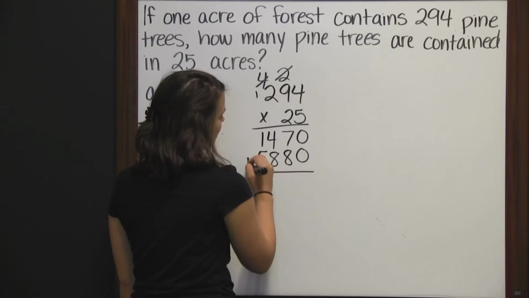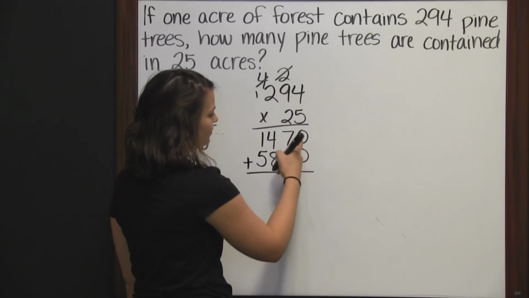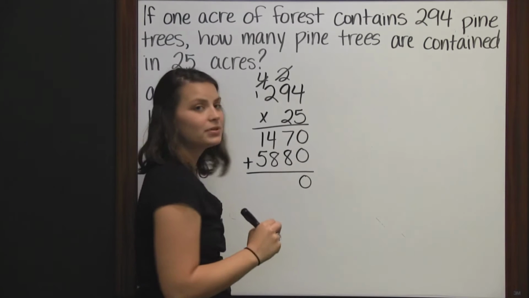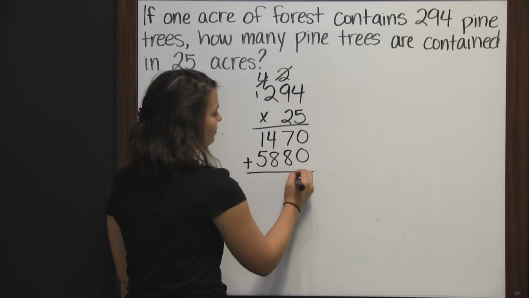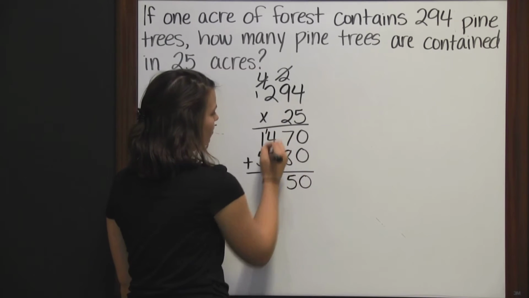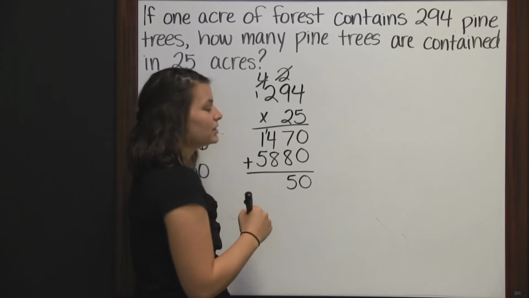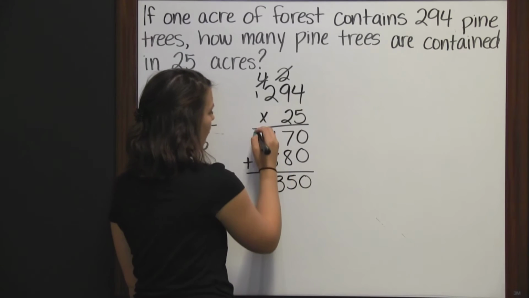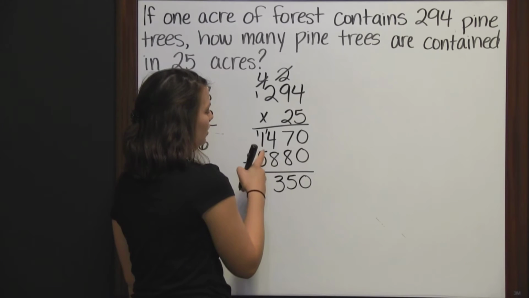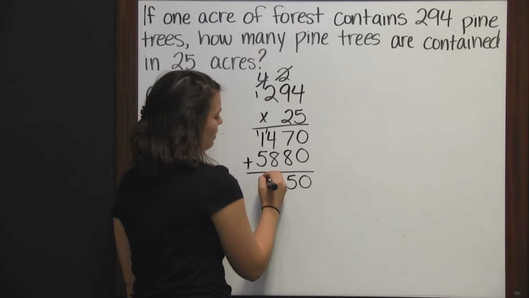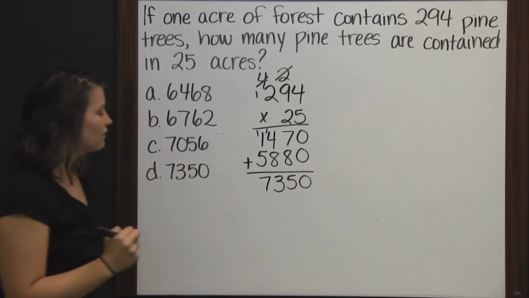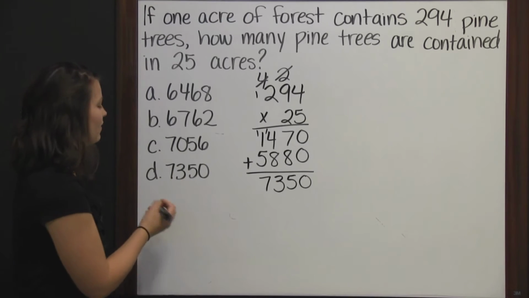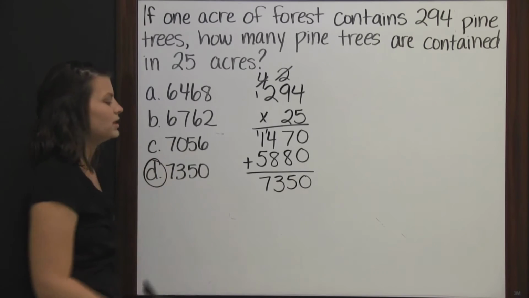And then we add these together to get our final answer. 0 plus 0 is 0. 7 plus 8 is 15. Write the 5, carry the 1. 8 plus 4 is 12, plus 1 is 13, so write the 3, carry the 1. Then we have 5, 6, 7. So there are 7,350 trees in 25 acres, which is answer choice D.